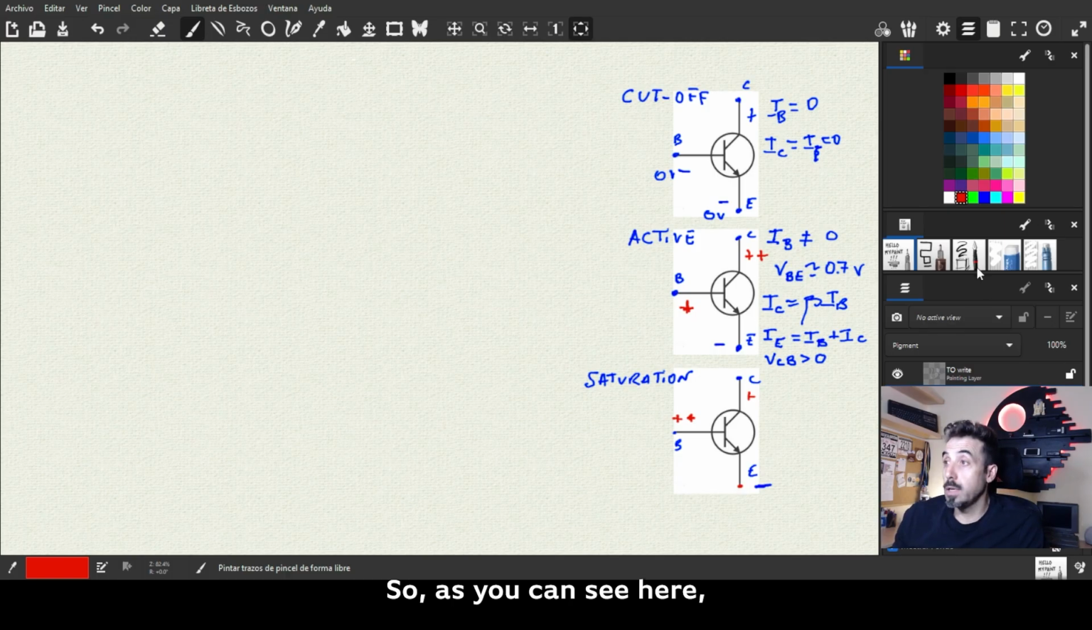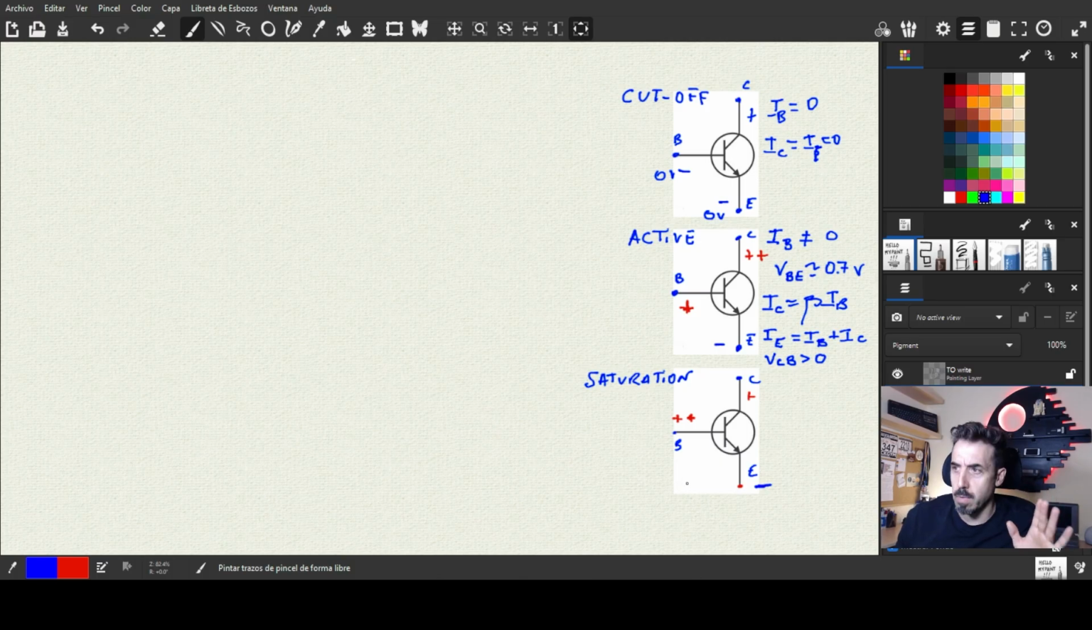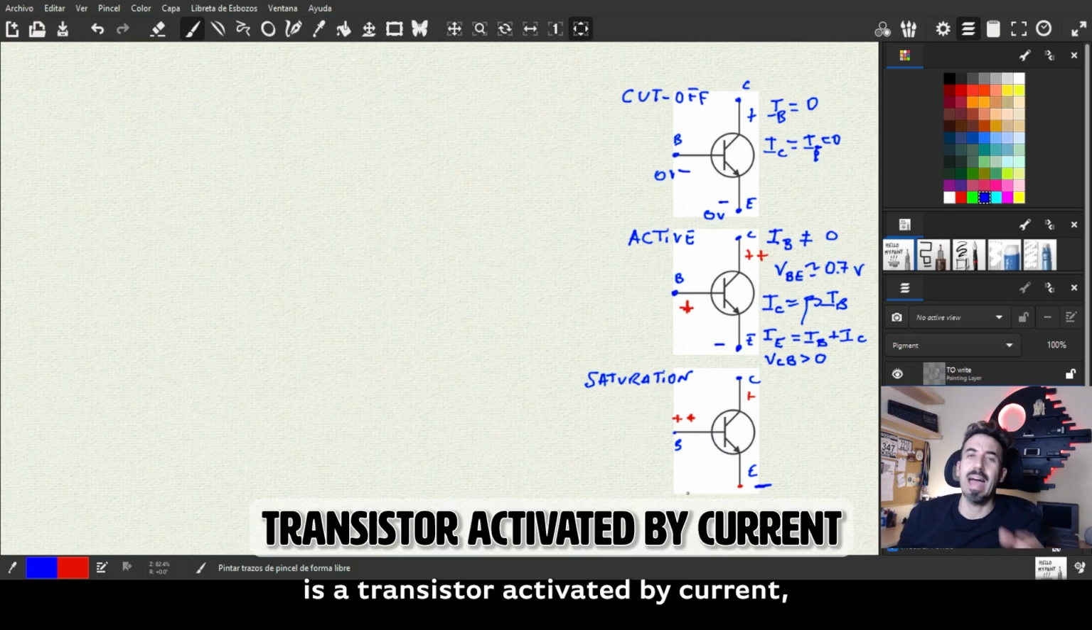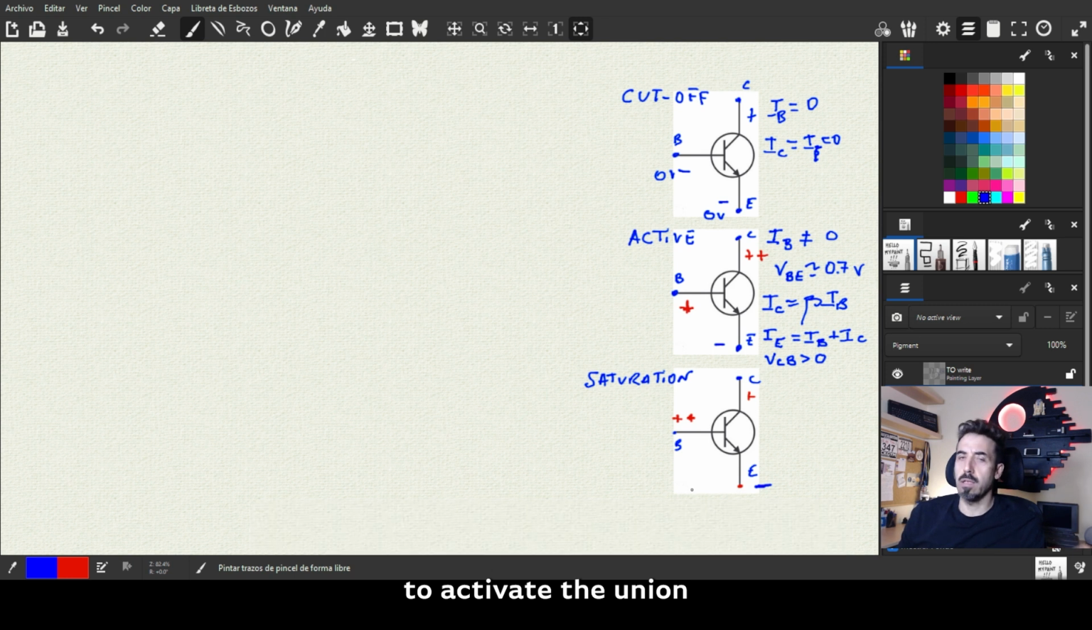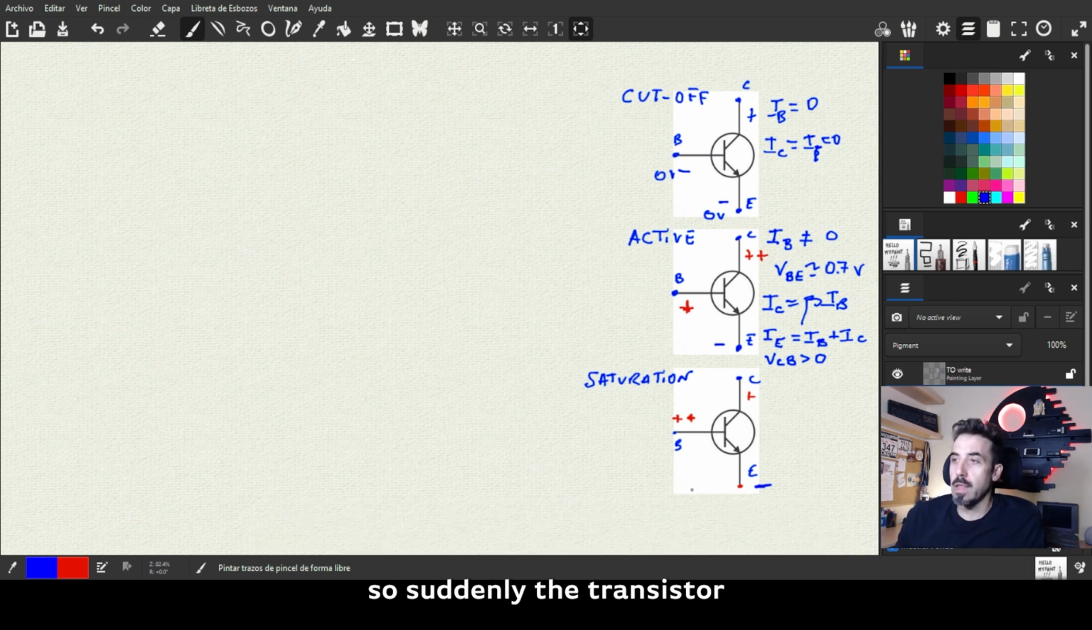As you can see here, the union between base and emitter is the most important thing in a bipolar transistor. Remember, a bipolar transistor is a transistor activated by current. As long as you are able to activate the union between base and emitter in forward mode, suddenly the transistor is going to start to work. It means that with current through the base, you are going to have current through the collector.